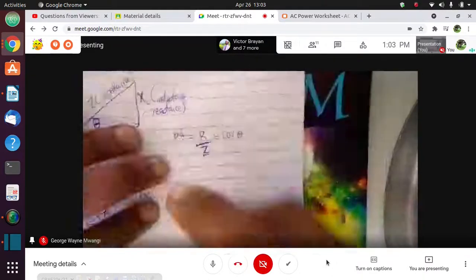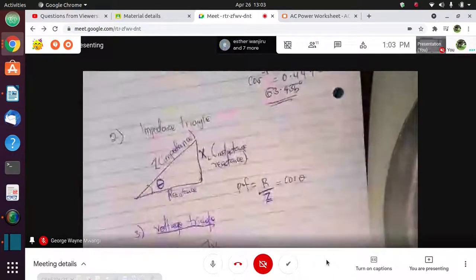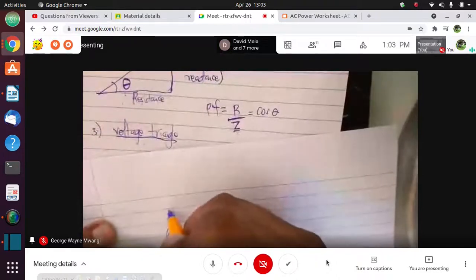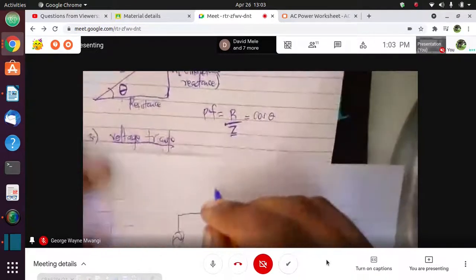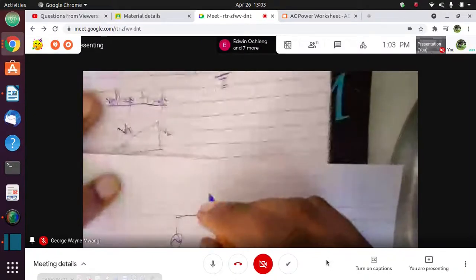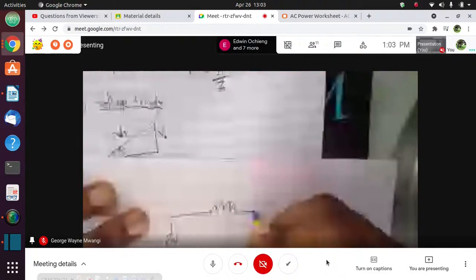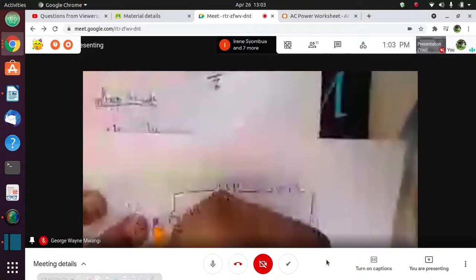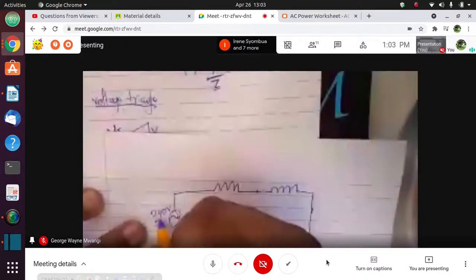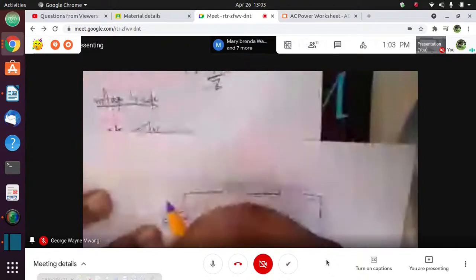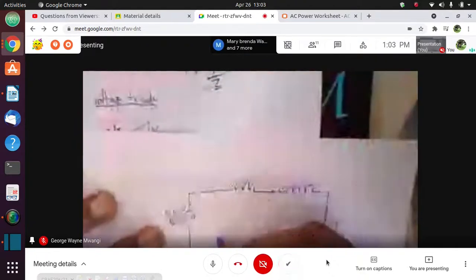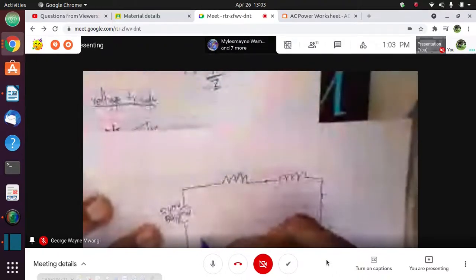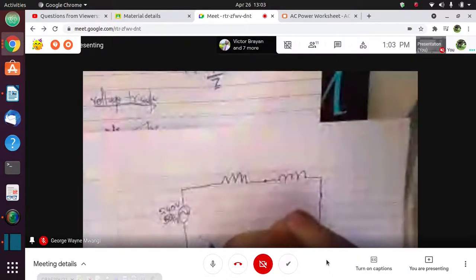For example, let me draw an AC circuit that has a resistor and an inductor connected. And we saw that poor power factor is mostly brought about by inductive loads. We have a resistor and we have an inductor connected in series. Let's say the supply voltage is 240 volts at a frequency of 50 hertz. Is it clear? Am I lost a bit? It's clear.